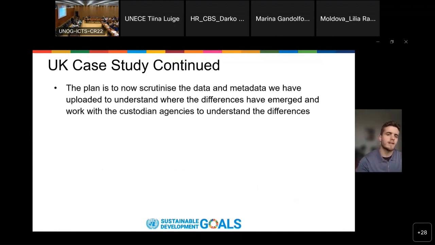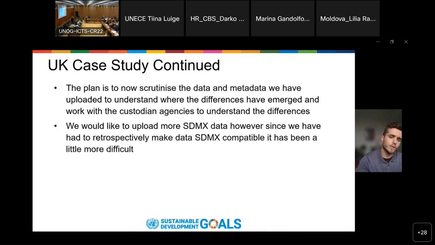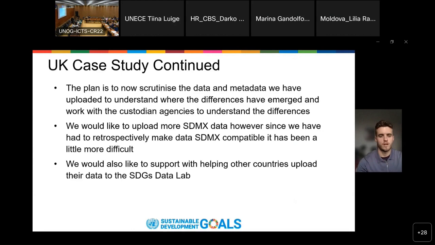So the plan is to scrutinize the data and metadata we've uploaded, to understand where the differences have emerged, and then to work with some of the custodian agencies to understand these. We'd like to upload more SDMX data. However, the way we're retrofitting it, effectively turning our data in CSV and metadata in Markdown to an SDMX compatible format, has made this a more lengthy process than if you initially reported your data in SDMX.